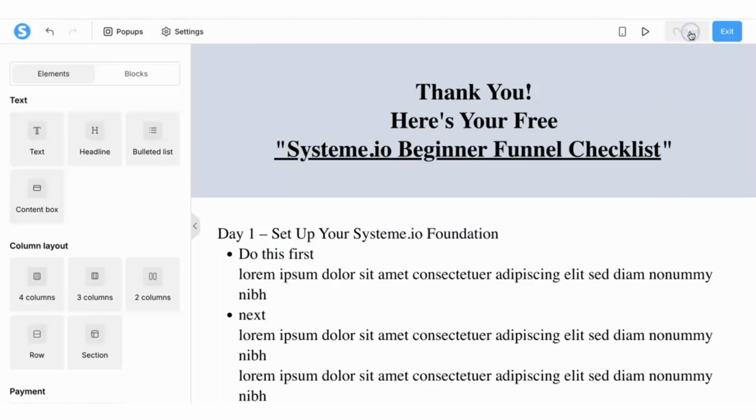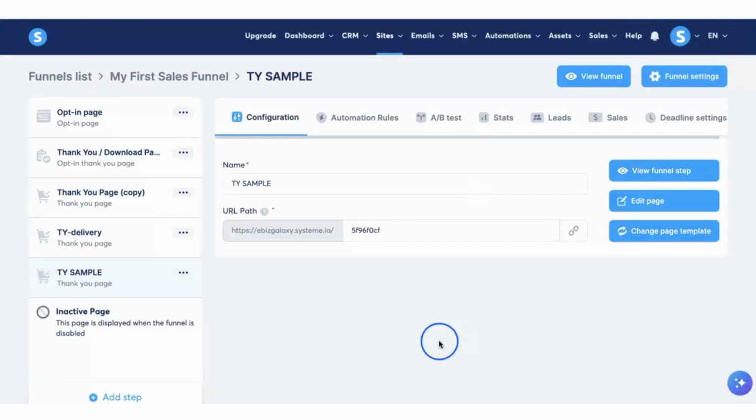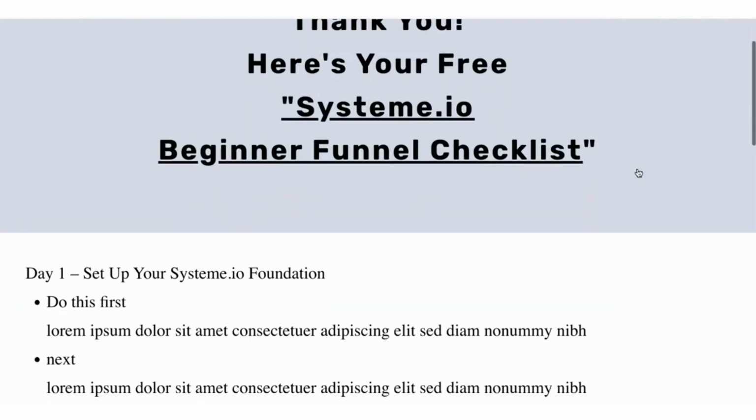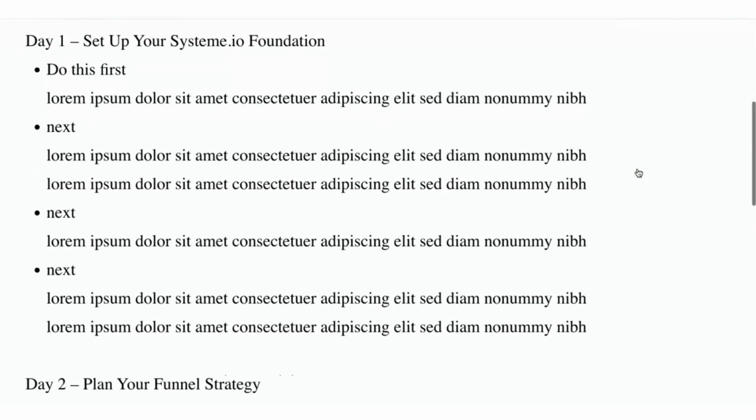Now I'll just save this. I'll exit, and I will show you the actual delivery page that I had created, and it's called Thank You Delivery Page. And I'll view the funnel steps so you can see what it looks like. Thank you. Here's your free System.io beginner funnel checklist, and there's the checklist right there.